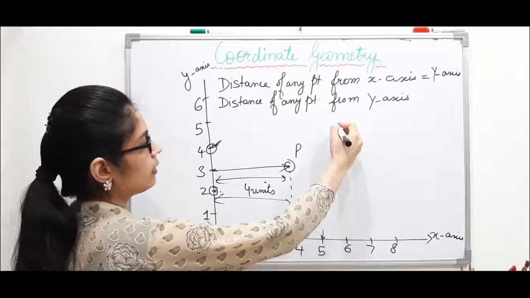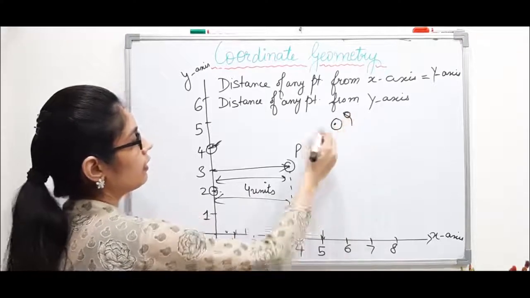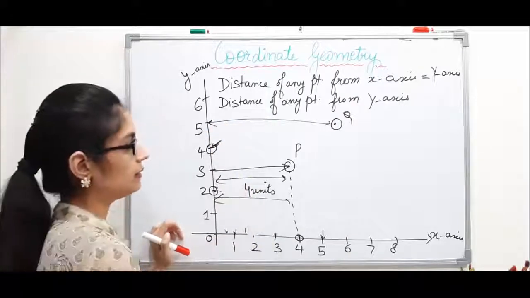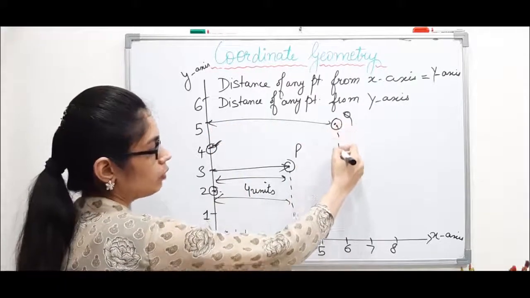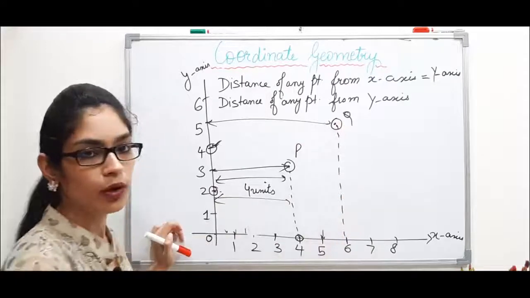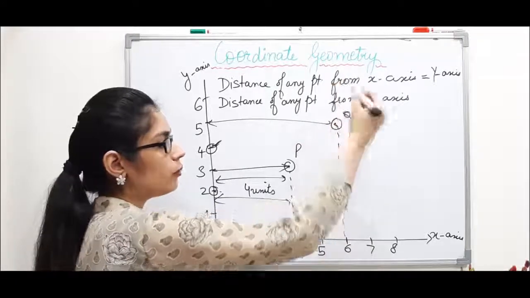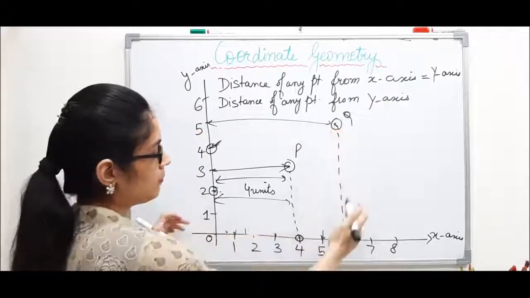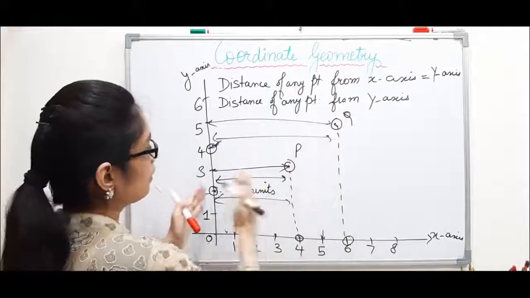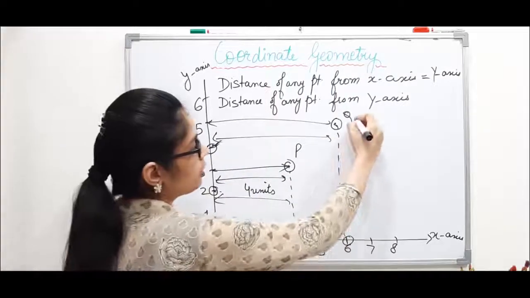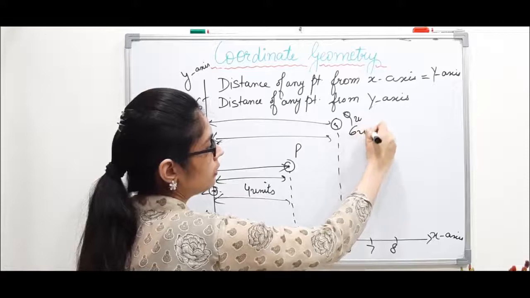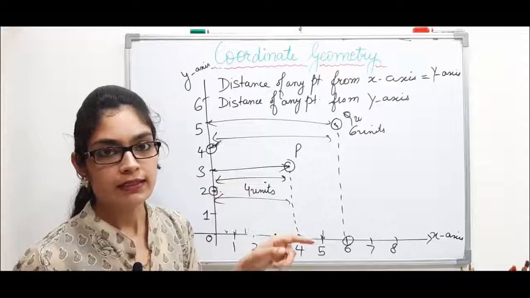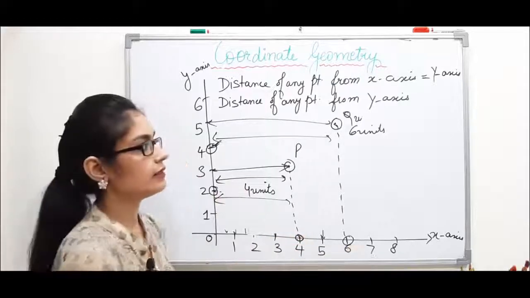Same way you can take any other point also. Q you can take here. So you have to find this distance. See, distance from y-axis. So distance from y-axis means you have to draw a vertical line, and that line should join x-axis. Opposite to this point you have to locate a point on x-axis. You can see it is 6. So this distance, it is 6 units. And you have observed that distance from y-axis you are getting a point on x-axis.